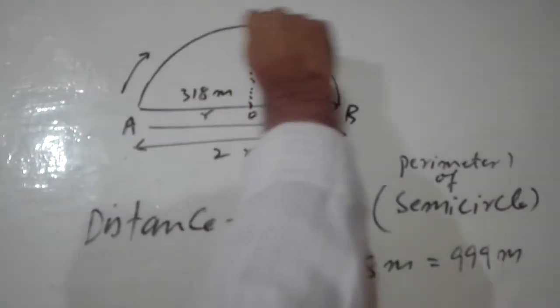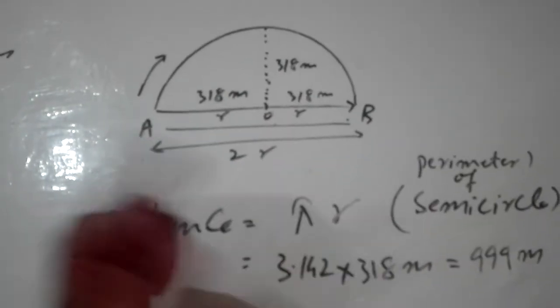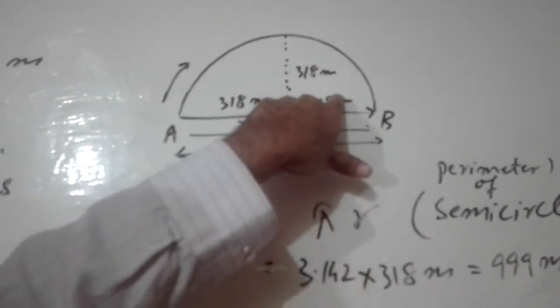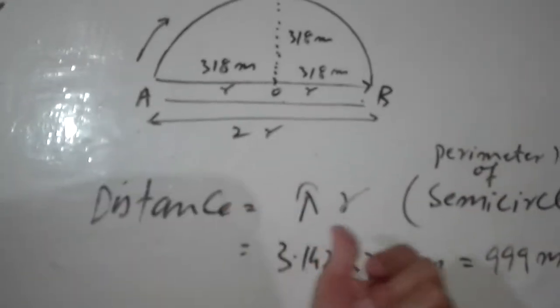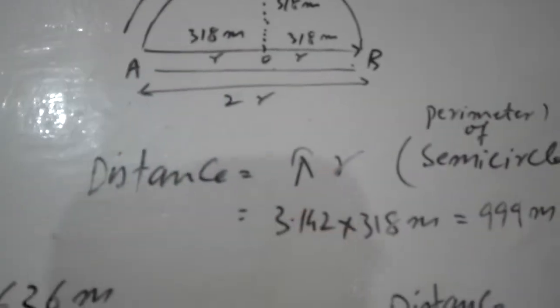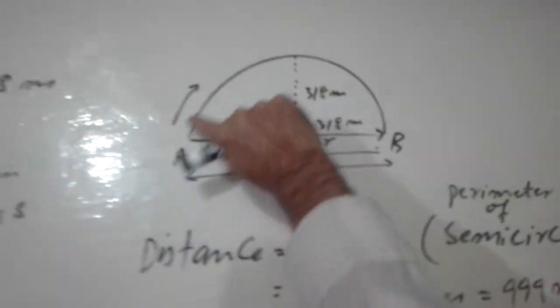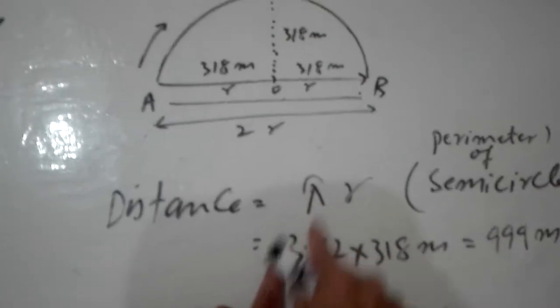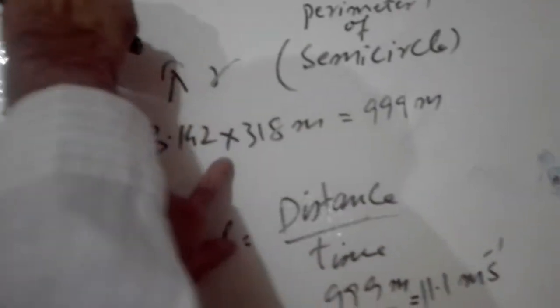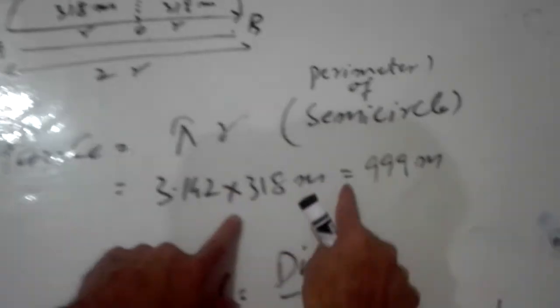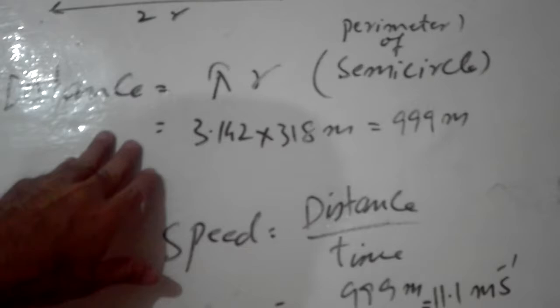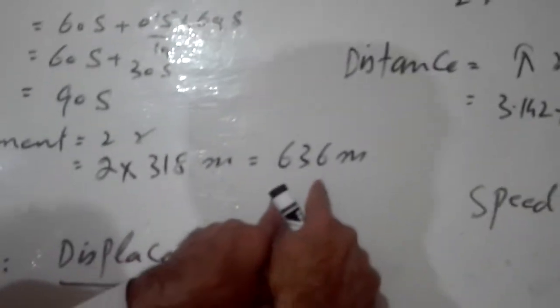And next, the distance. Clearly this is the distance from A to B. Recall your previous knowledge. This is a semicircle, half circle. And what is the formula for the perimeter of a semicircle? I have written here, perimeter of semicircle is pi r. If I want to find this distance, I use this formula, pi r. The pi value is 3.142, it is fixed, and r is 318. When I multiply these two values, I will get 999 meter. So it is the distance. Now I have found the distance, and I have found the displacement.